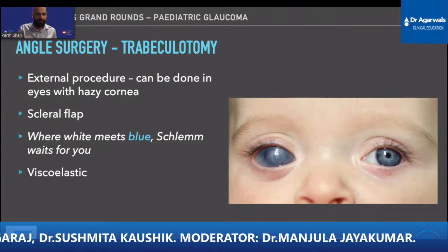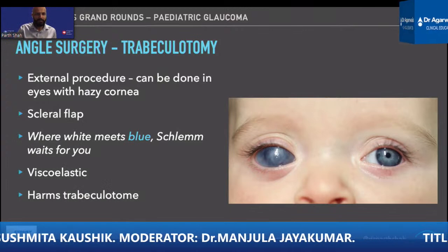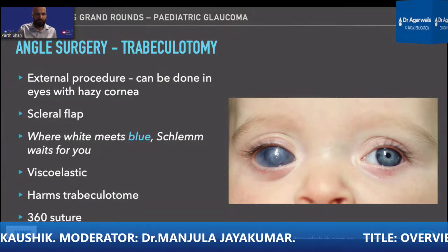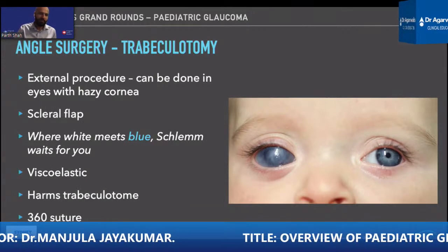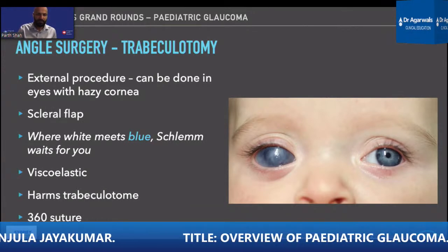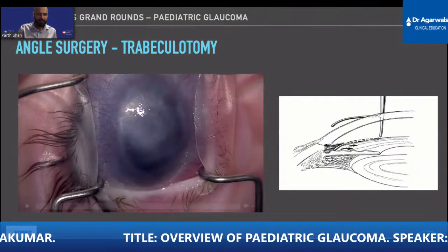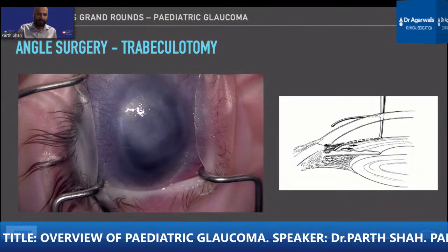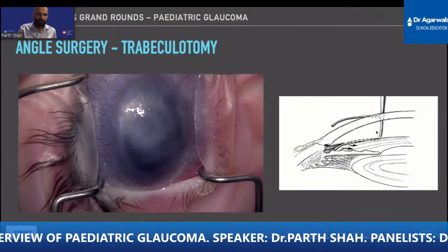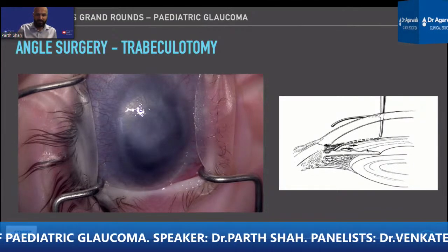I've got a video coming up. Viscoelastic, then a trabeculotome, or a 360 suture, such as a Prolene or nylon suture, is an alternative, although I don't use that particular technique. I use the trabeculotome. So again, this is a diagrammatic representation. We're trying to recreate what is done in the goniotomy, but from outside the eye.